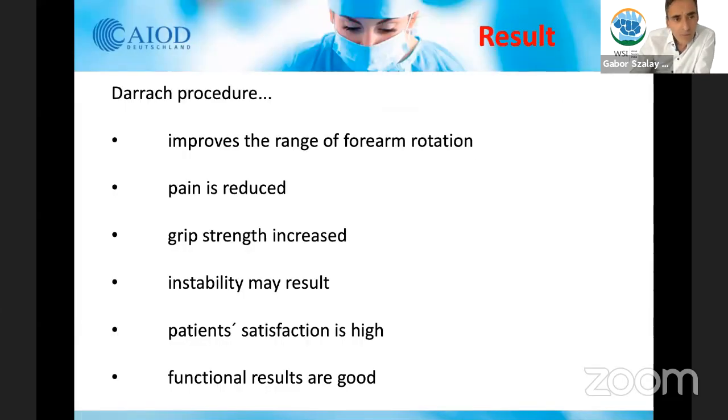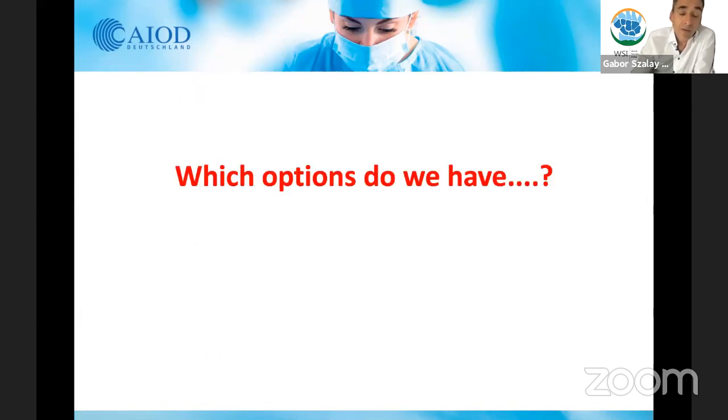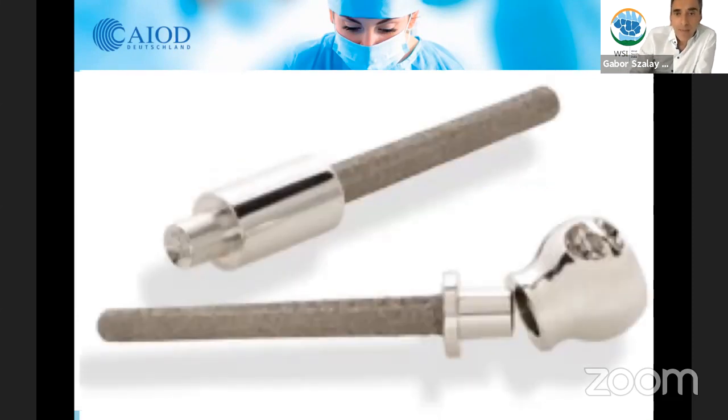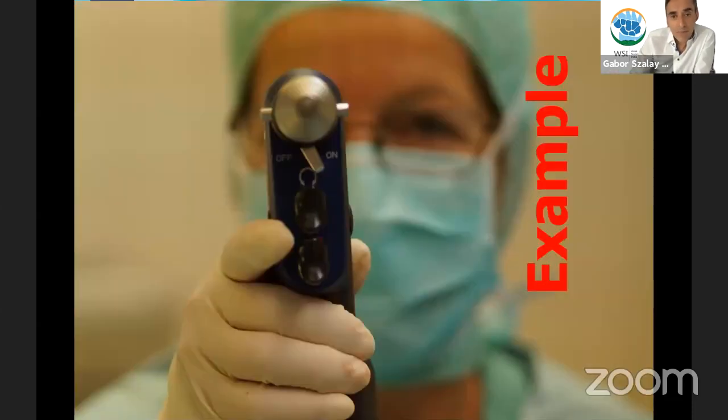But if you look to the literature, they say exactly the same: improved range of forearm rotation, pain is reduced, power is better, instability may result, and the patient satisfaction is high, and the results are good. So the literature doesn't help us. If you wonder what is the best salvage procedure? The next possibility for a salvage procedure of the distal radius ulna joint is the ulna head prosthesis.